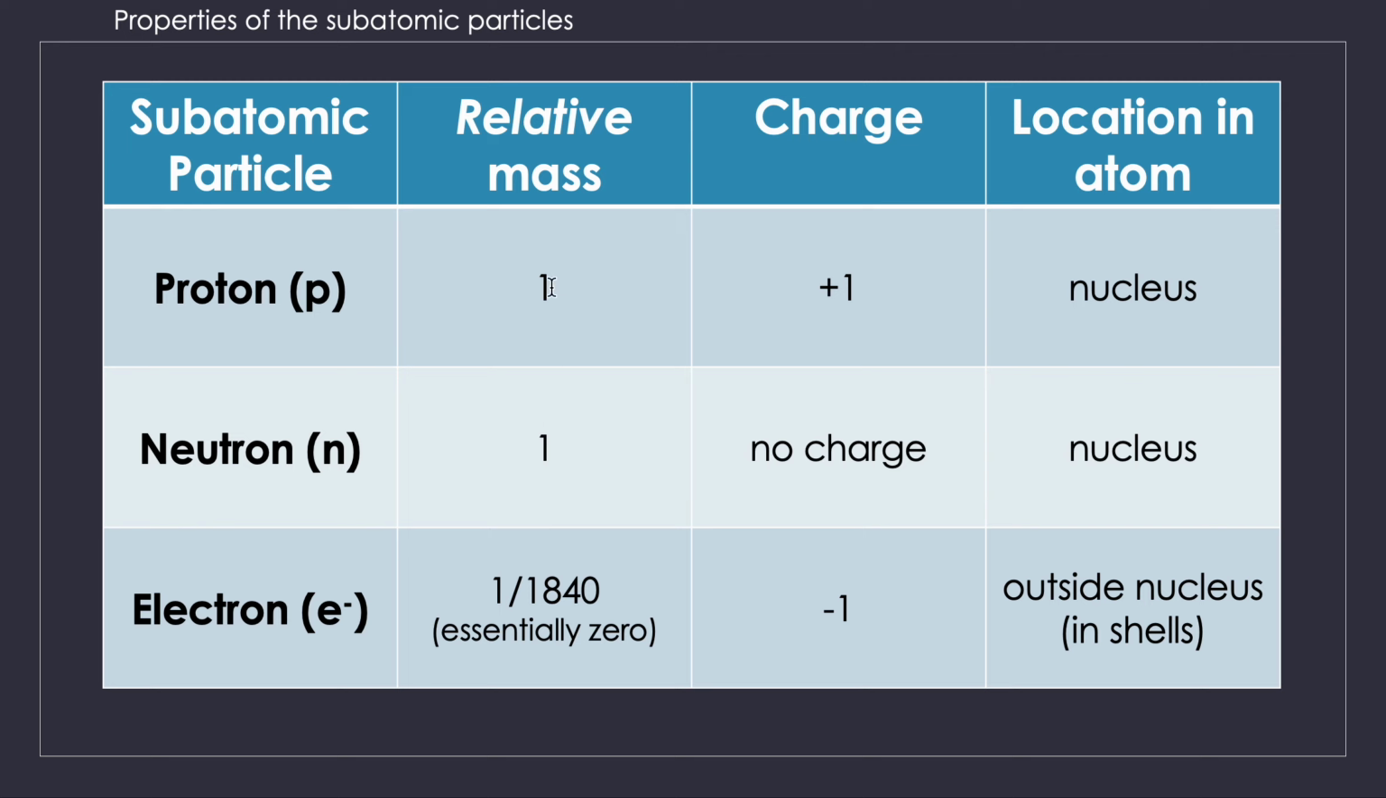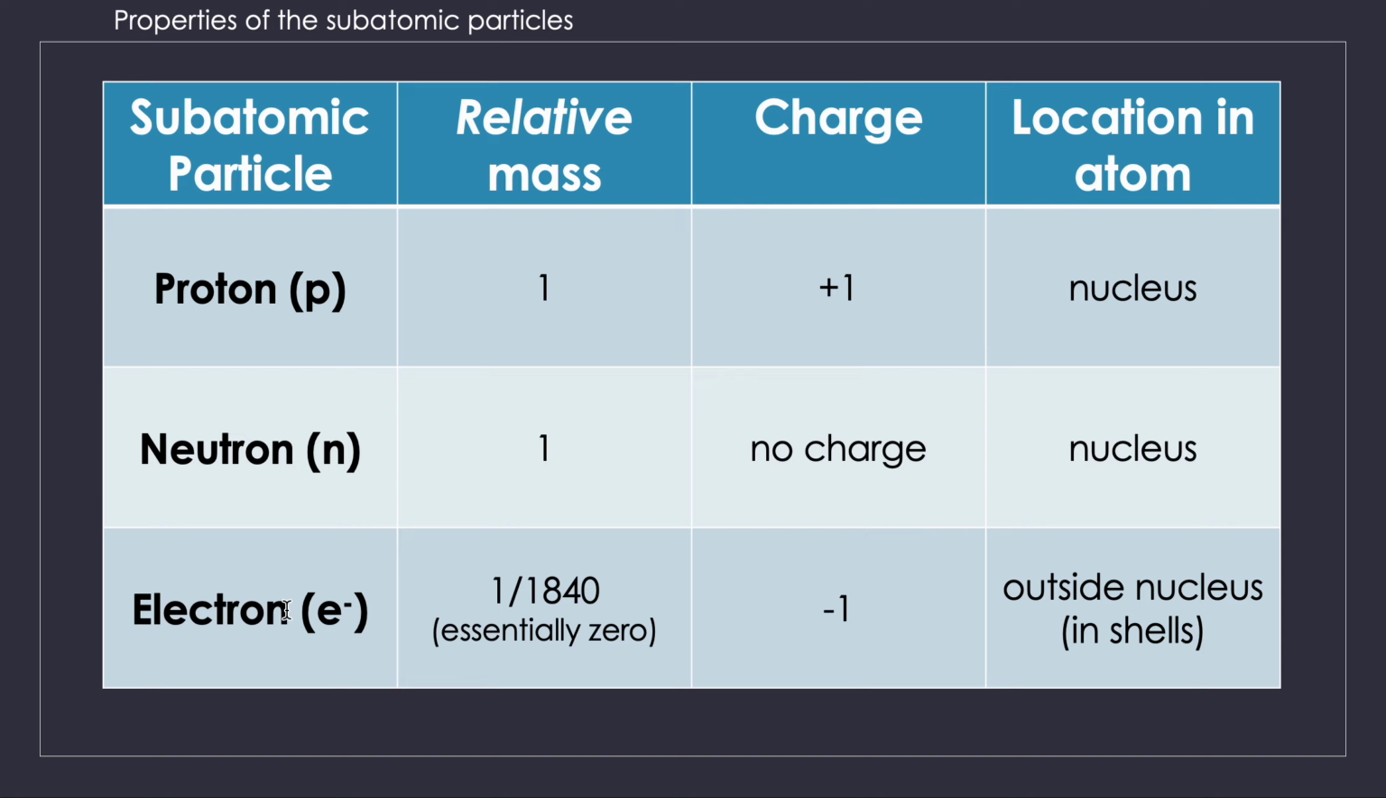In advanced chemistry courses, you're going to see the exact mass of these particles, and you will see that in reality the neutron has a slightly heavier mass. But in terms of relative mass, we say that they both have a relative mass of 1 atomic mass unit. The proton has a positive charge, which we represent with +1, and it is located in the nucleus. The neutron, also with relative mass 1, has no charge, it is neutral, and it is also in the nucleus.